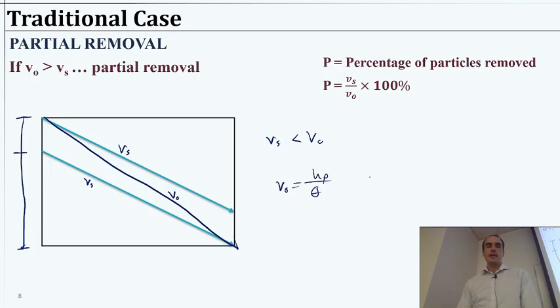And if we take a look at the distance that a particle will travel given some Vs and compare it to this, then we'll be able to find what portion of particles actually make it out. So if V naught is equal to h over theta, we could say Vs is equal to the height of a given particle that it happens to travel given that amount of time.